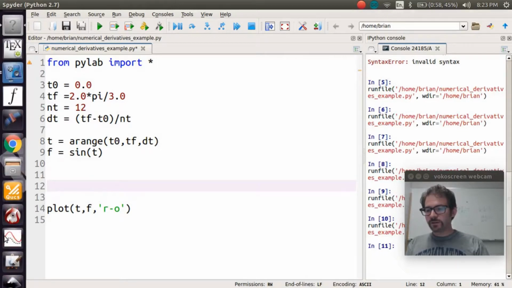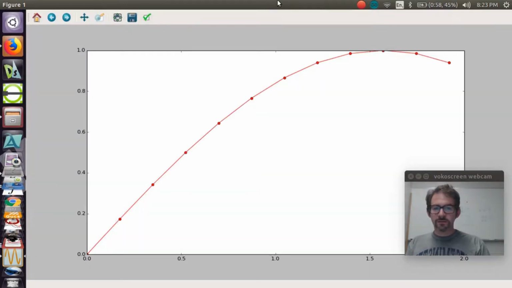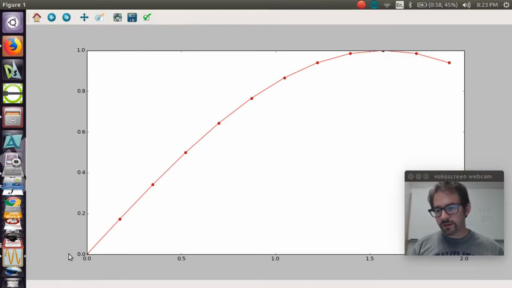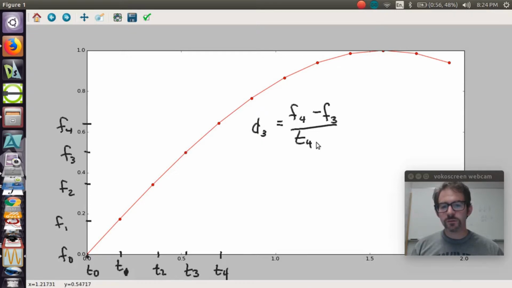So let's remember the first function we're going to use, we'll take our right derivative. What does that mean? Well, let's look more closely. If I look at these data, I know that this is f0, over here is f sub 1. Of course, t0 is this one right here. And what if I want to know the slope here at value 3? Well, the derivative at value 3 will be f4 minus f3 over t4 minus t3.